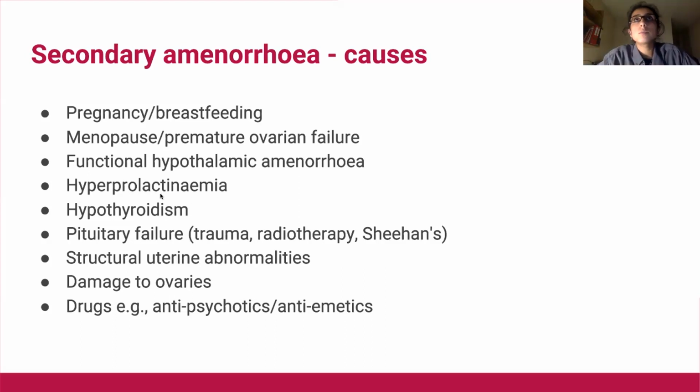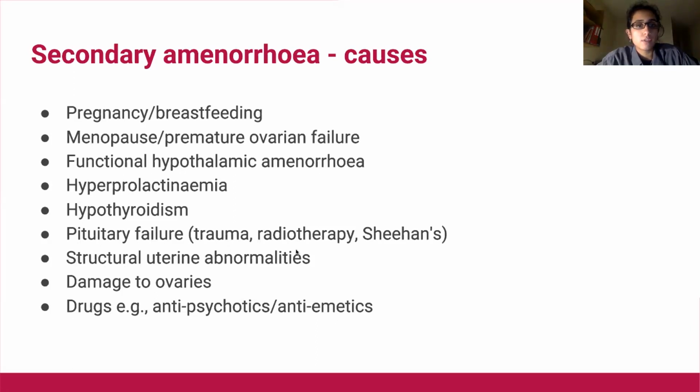Hypothyroidism: someone's hypothyroid, their hypothalamus is going to try and upregulate that hormonal axis and increase the release of thyroid stimulating hormone and thyrotropin releasing hormone from the hypothalamus. However, an increase of that results in a decreased release of GnRH, and that's what causes the secondary amenorrhea. And then similar things that we spoke about before: pituitary failure, structural uterine abnormalities.